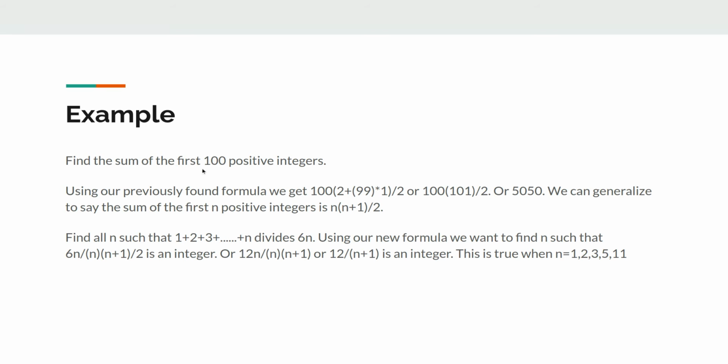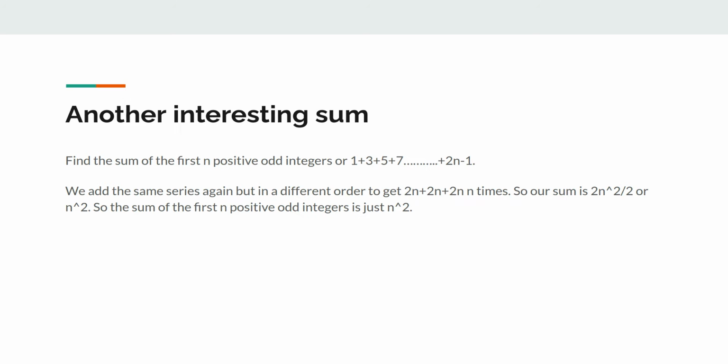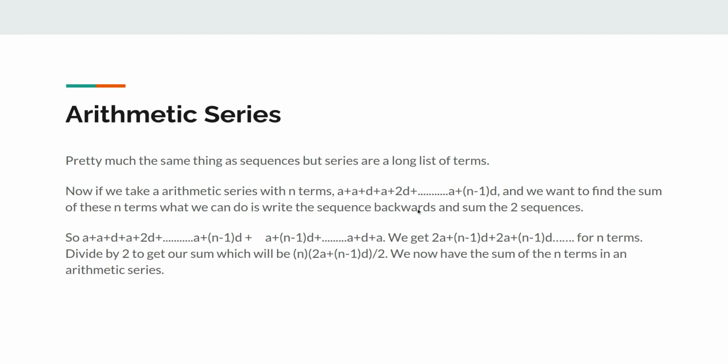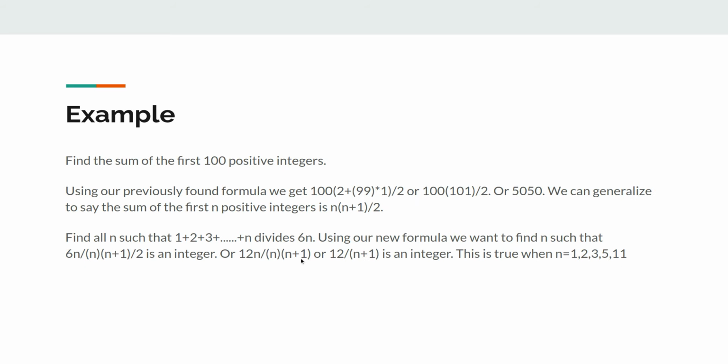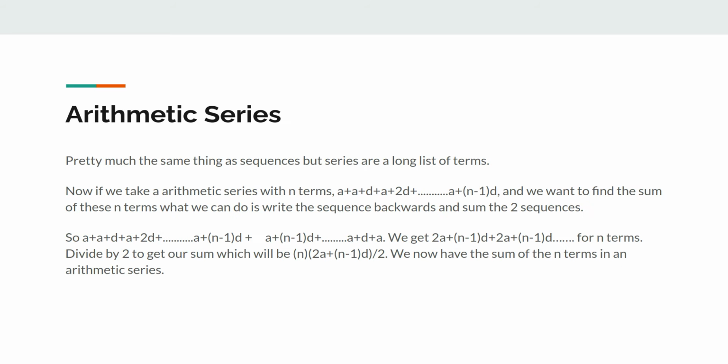Okay, so many of you guys probably know the formula for the sum of the first n positive integers. Well, I'll just show how you get that. So it's saying find the sum of the first 100 positive integers. You could write it out as a plus 1, a plus 2, all the way to a plus n, and then write it backwards. Or you can just plug your information into this formula. So you have 100 terms.